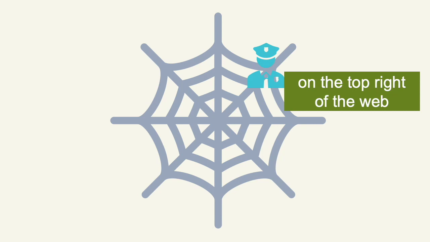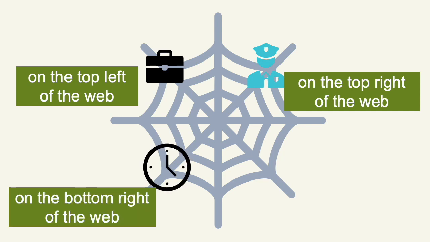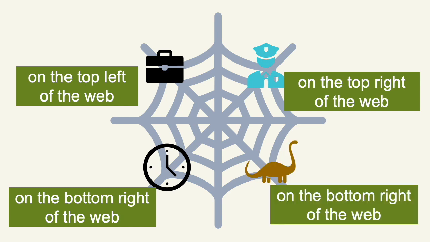Let's say there is a web and a policeman is caught on the web right over here. You could say there is a policeman on the top right of the web. And if there is a briefcase over here, you could say there is a briefcase on the top left of the web. And a clock, there is a clock on the bottom right of the web. And there's a dinosaur on the bottom right of the web. So on the top right, top left, bottom right, bottom left. You could use this when you imagine a square around the web.